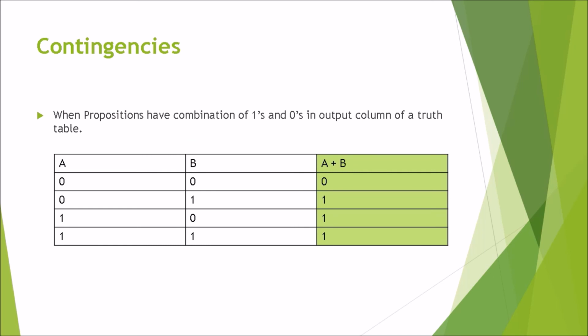Now we will see the term contingency. When propositions have a combination of ones and zeros in the output column of a truth table. Now in the given truth table you can see in the output column we have both 0 and 1. That's why it is known as a contingency.